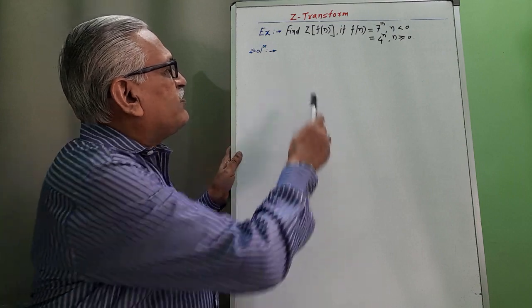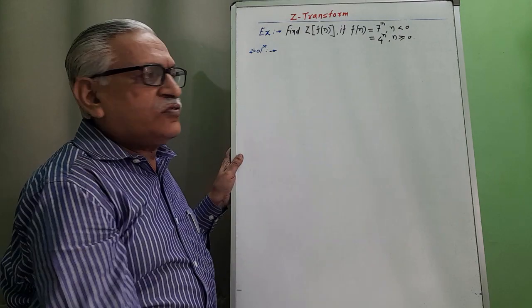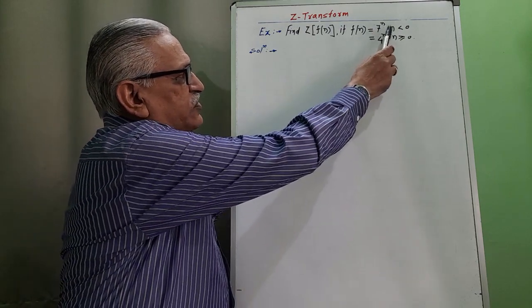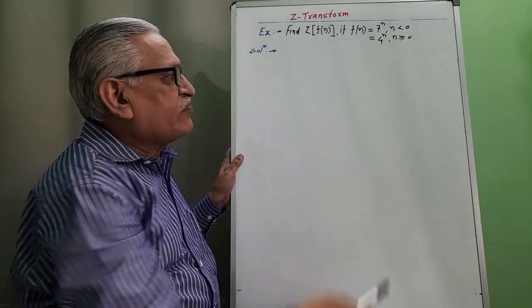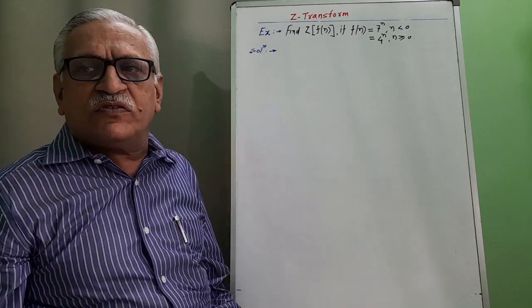Let us solve the problem. Find Z transform of f of n if f of n is equal to two values: first 7 raised to n for n less than 0, and second value 4 raised to n for n greater than or equal to 0.